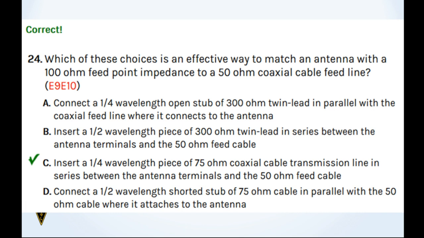So which of these choices is an effective way to match an antenna with a 100 ohm feed point impedance and a 50 ohm coaxial cable feed line? This is that transmission line transformer. It's a quarter wavelength of the average between those two numbers. Between 100 and 50, it's 75. So a quarter wave piece of 75 ohm coax between those two, and you'll get a good match. That's 24C.